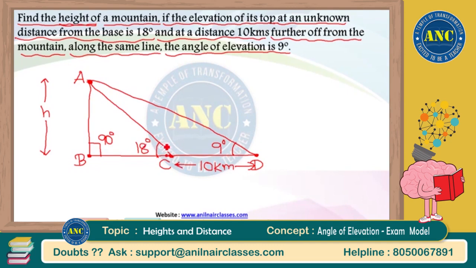Can I say that if this is 90 and this is 18 degrees, then how much should this be? 90 plus 18 is 108. 108 degrees means the total sum of three angles in a triangle should be 180 degrees, so the remaining angle should be 72 degrees. I hope the idea is clear. In triangle ABC, angle A is 72 degrees, right?